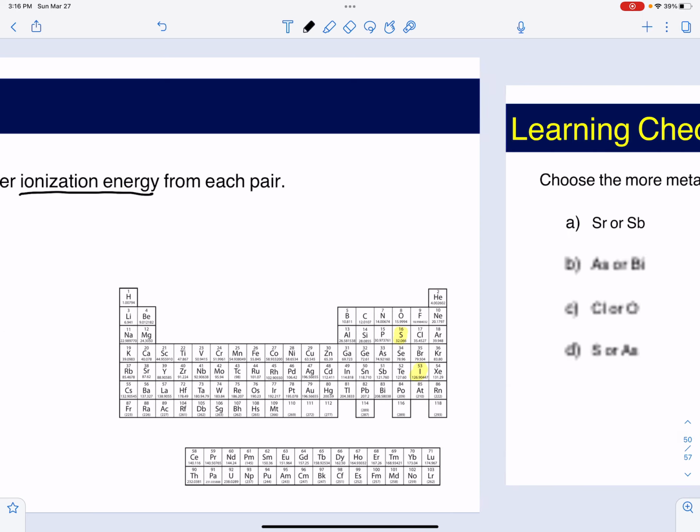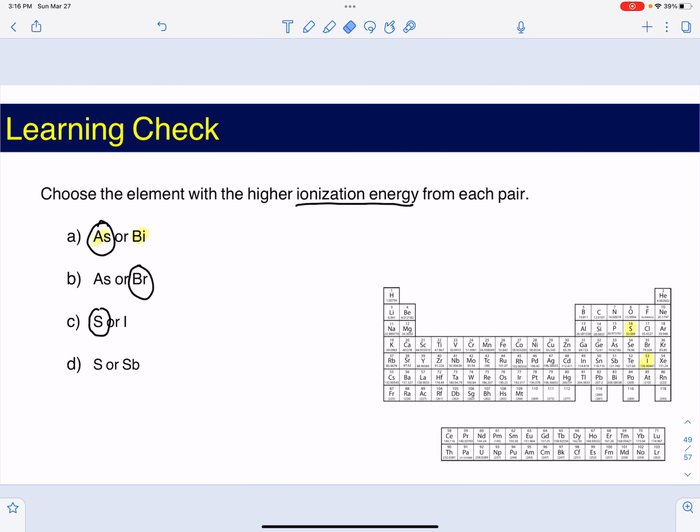So what about sulfur and antimony? If we compare sulfur and antimony, then we can say, well, sulfur is on level 3, so it should be smaller, and it's more to the right than antimony. So I would say sulfur is the smallest one. So sulfur will be the one with the higher ionization energy. So this one has the tendency to be smaller because of the period and also smaller because of the group. And if you find which one is the smaller one, then it's going to be harder to remove the electron from that one. So that will be the one with the higher ionization energy.